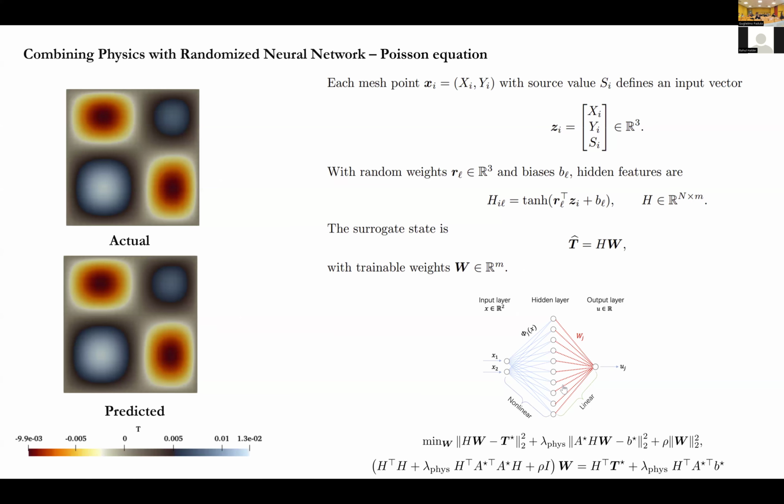which is the randomized neural network, is also another linear system. Combining these two linear systems, you get a global linear system, and you get very exact, accurate predictions in a single shot. Here my input is X, Y, and S. XY is the spatial location, S is the source term, and the output is the temperature, which is inside the Laplacian.